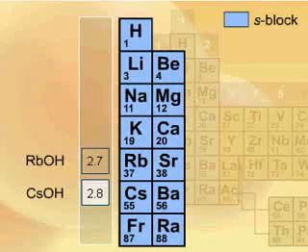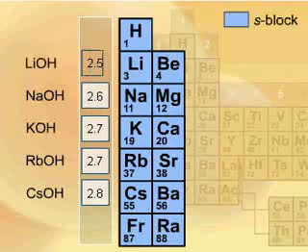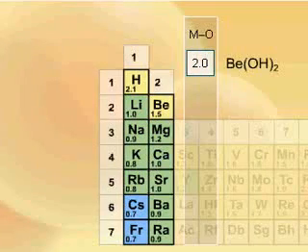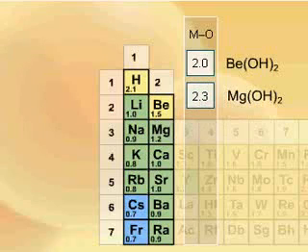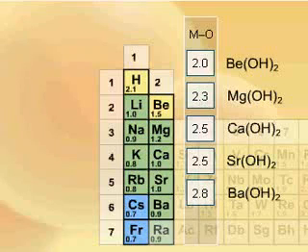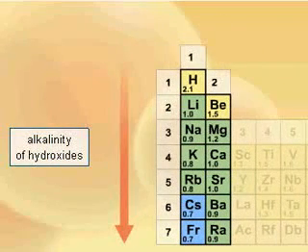The hydroxides of alkali metals with high atomic numbers have the strongest ionic character because they have the highest electronegativity difference between the metal and oxygen. Beryllium hydroxide has amphoteric properties, and magnesium hydroxide is a medium-strength base. But beginning with calcium hydroxide and moving down the group, the hydroxides of successive metals have a similar basic strength to alkali metal hydroxides. The alkalinity of the hydroxides increases down the group as the electronegativity of the metals decreases.